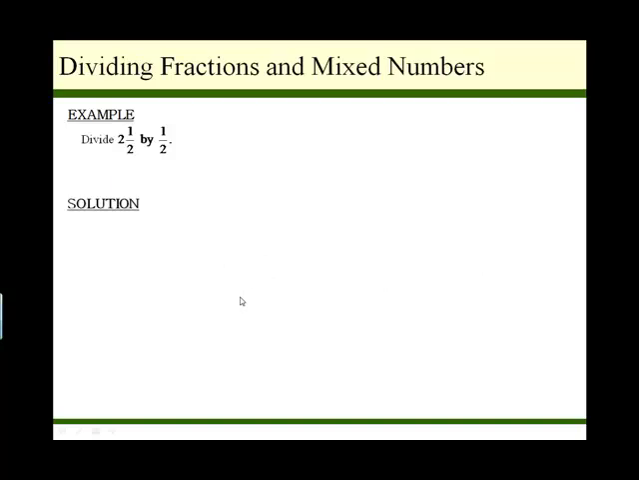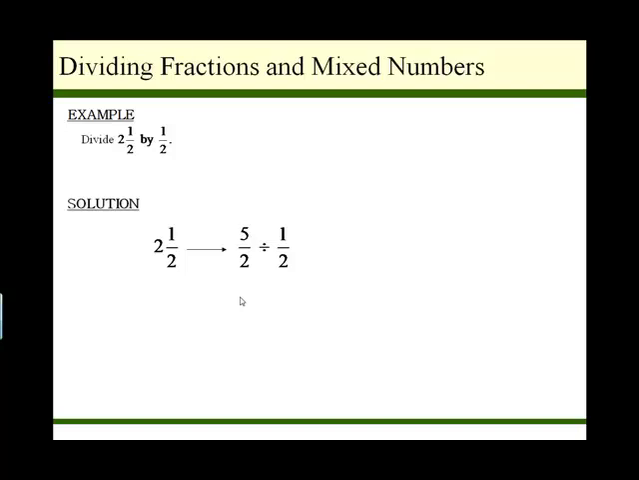So when we multiply or divide, again, we want to change all our numbers into fractions, proper or improper. We have our 2.5 that needs to change into an improper fraction, and so we multiply the denominator by the whole number part and add that to the numerator. We get 5. 5 over 2 is our new fraction, improper fraction that represents 2.5.